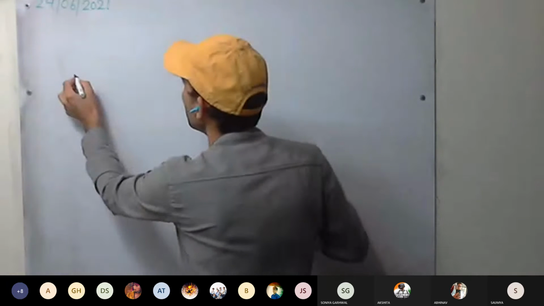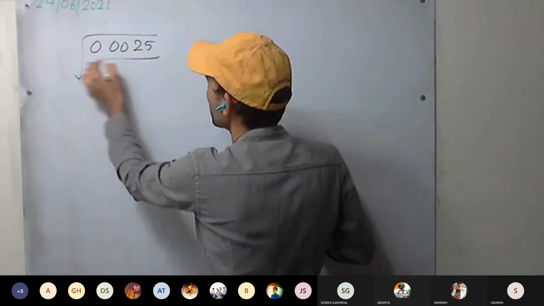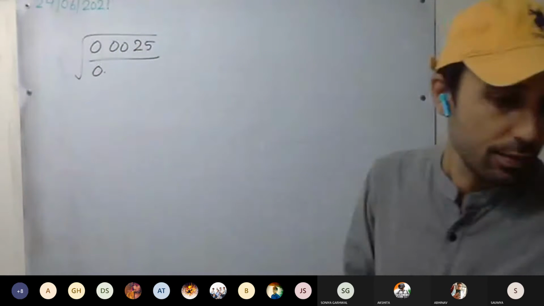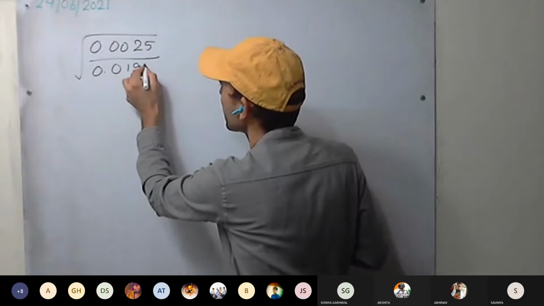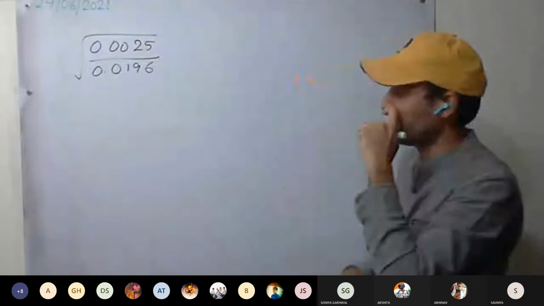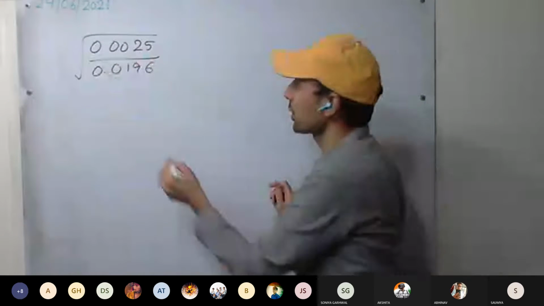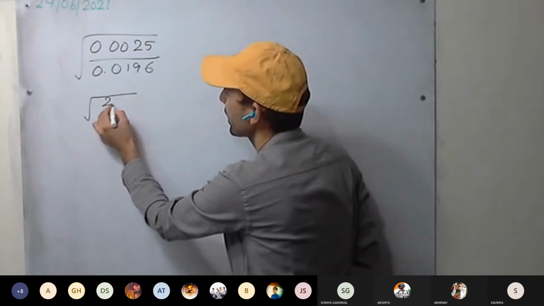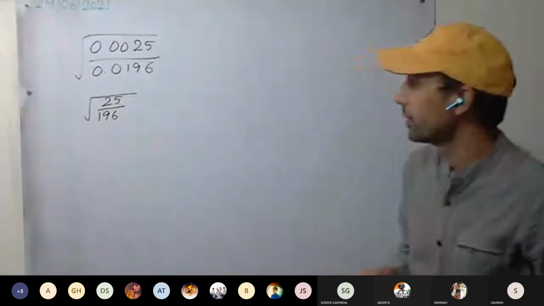Square root of 0.0025 divided by 0.0196. Okay, so we can remove the decimal: 25 divided by 196. Let's go, what are we going to do next? Next, 25 divided by 196.